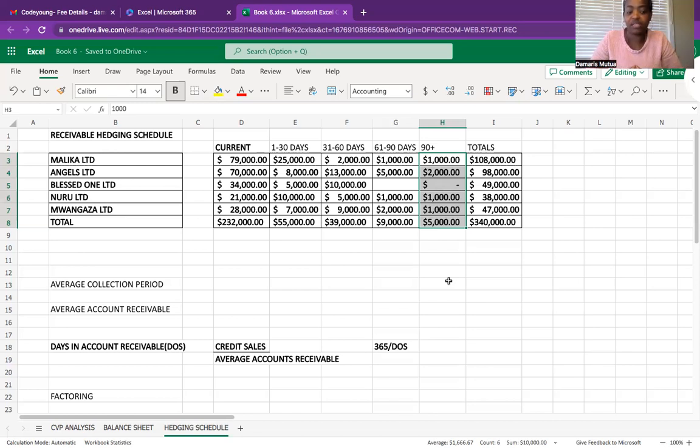The other thing is, what is the average accounts receivable? And when I talk about average accounts receivable, I'm talking about what was our opening balance at the beginning of the period? What is the closing balance at the end of the period? Then you add the two, you divide by two to get the average.